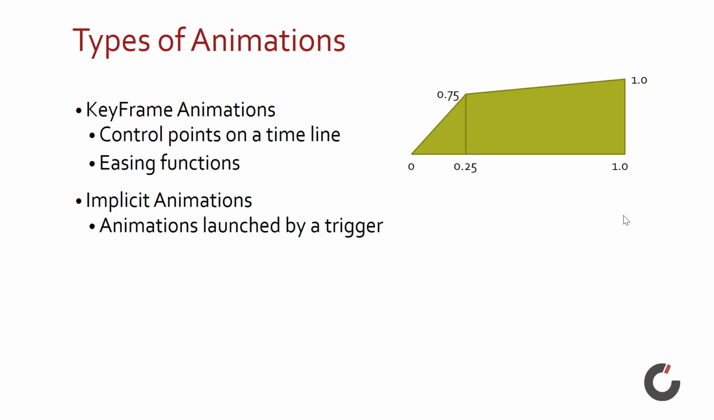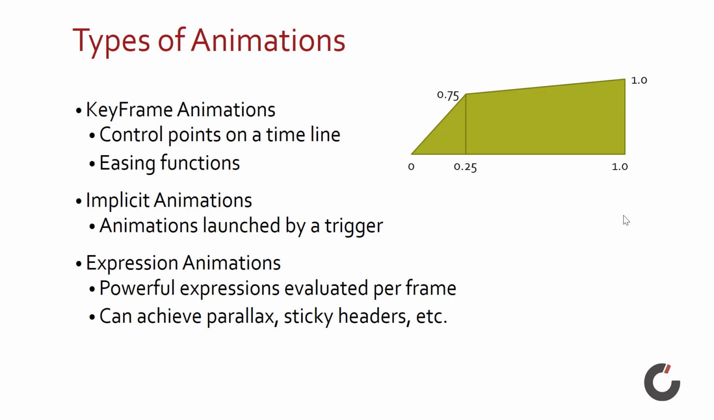Implicit animations are a type of animation which are launched by a trigger. So we can predefine a set of animations, so one or more, that can actually be grouped together, and then leave them registered in the system, and the system can look at a specific property on a visual, say for example an offset, and run these animations when that offset is changed.